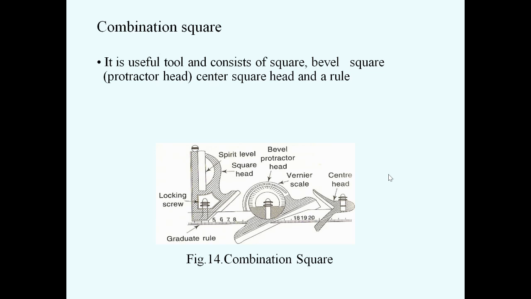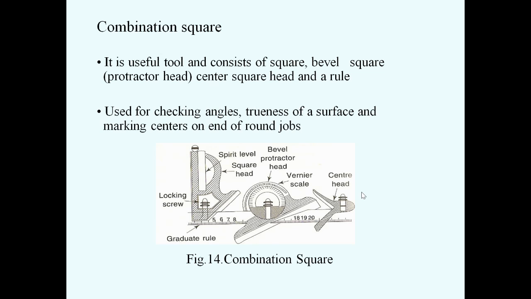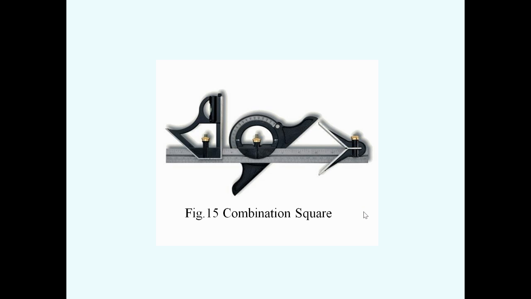So it consists of a square, bevel square protractor head, center square head, and also a graduated rule. It is useful for checking angles, finding out the trueness of the surface, and also marking centers on the end of round jobs. This is the actual diagram of a combination square.